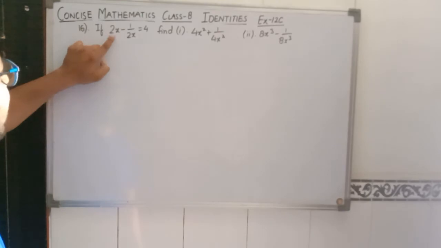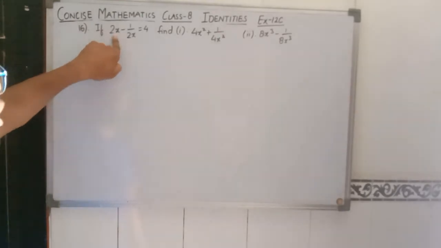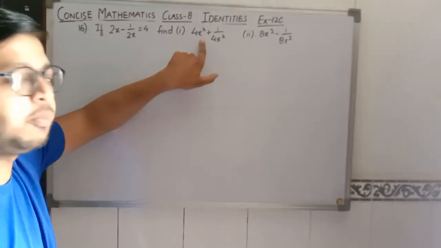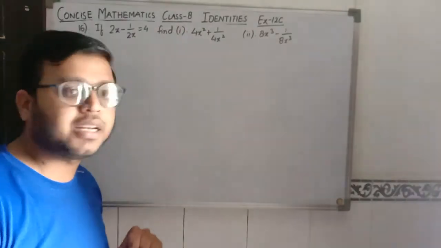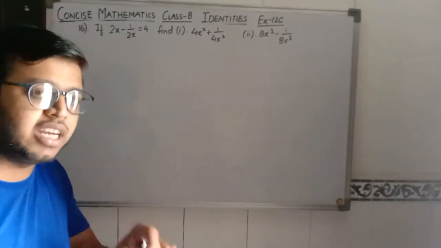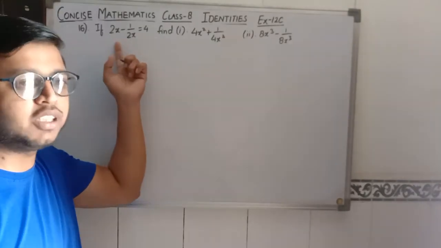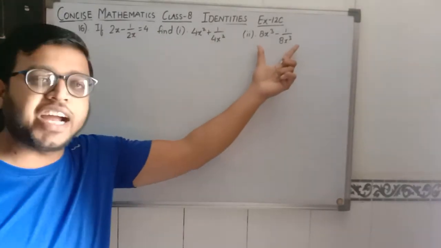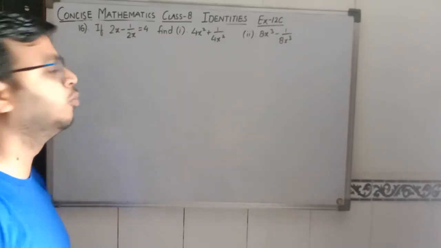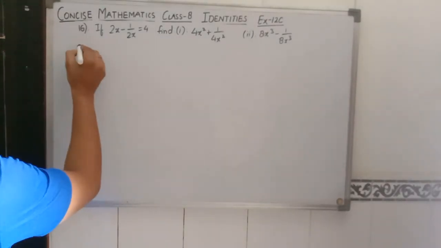We observe that in the given information 2x is written. In the first part 4x square and in the second part 8x cube is written. So it is very clear. For finding the first part, we have to square this information, and to find the second part, we have to cube it. So observe it very carefully.